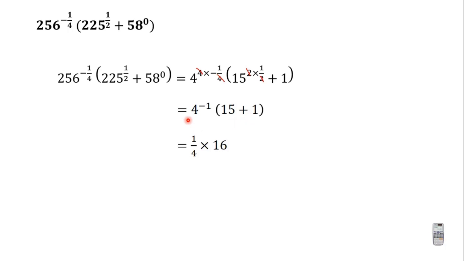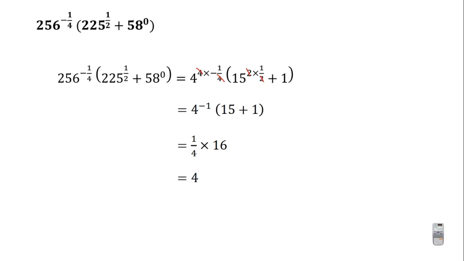We learned from the properties of indices that 4 exponent minus 1 is the same as 1 divided by 4. 15 plus 1 is 16. So you are going to have 1 divided by 4 times 16. And this is going to give us 4.